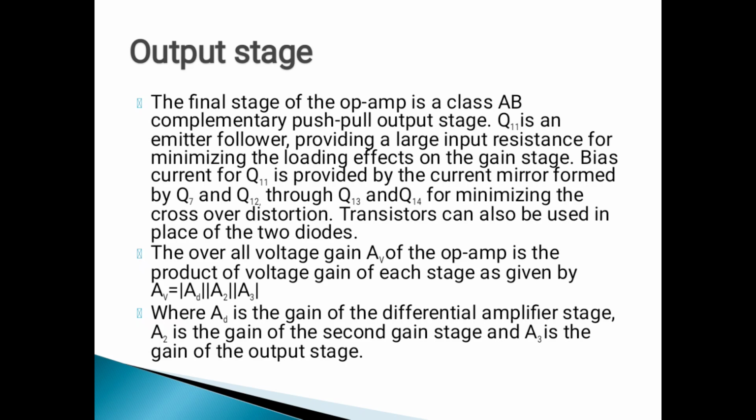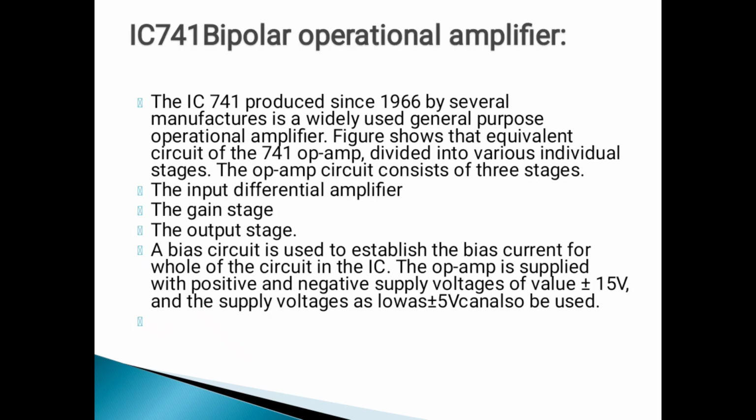minimizing the crossover distortion. The transistor can also be used in place of the two diodes, where AD is the gain of the differential amplifier stage, A2 is the gain of the second gain stage, and A3 is the gain stage of the output voltage.